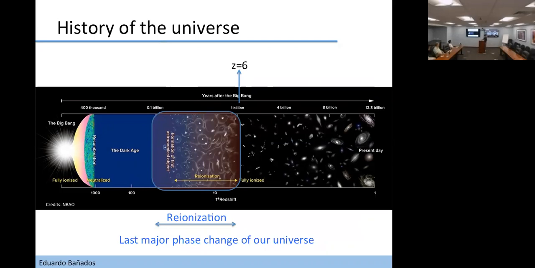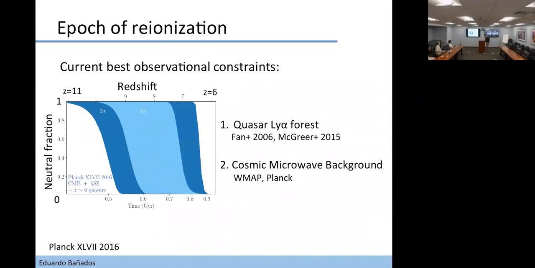So I've been mentioning reionization a few times now. So now it's time to zoom in a little bit. I'm going to spend one more slide to zoom into the reionization epoch. As it says here, it's what is the last major phase change of our universe. So let's spend one more slide on that. This plot shows the state of the art on reionization constraints. So there are two things that we know. After recombination, the universe was basically neutral, and now we live in an ionized universe.